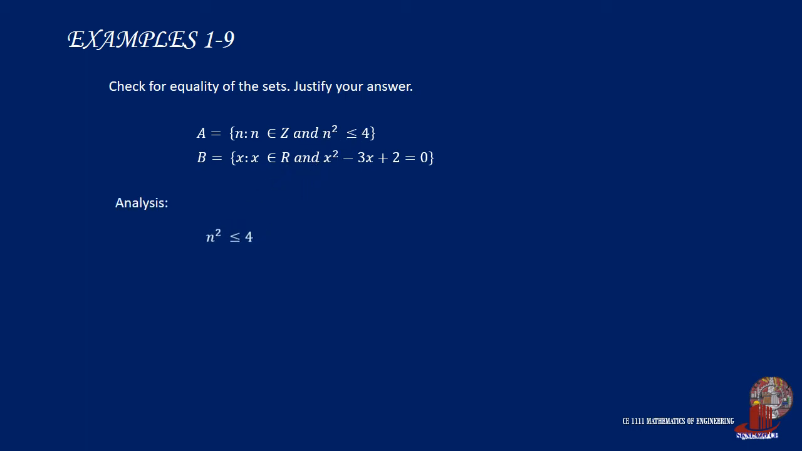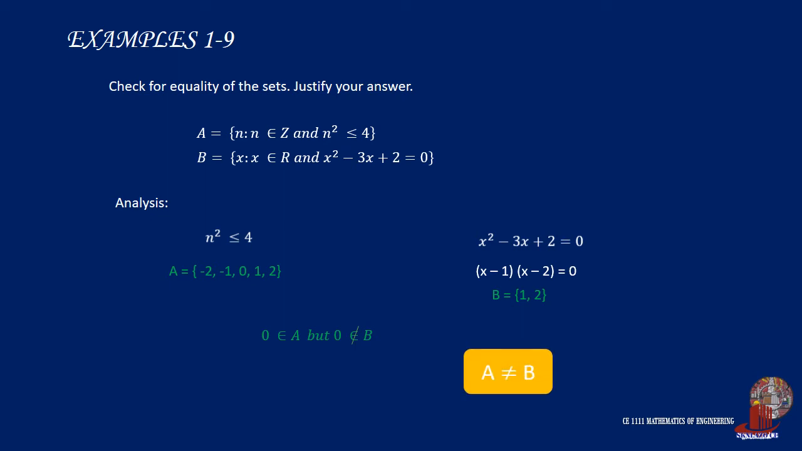Checking on our equations, n squared is less than or equal to 4, and checking all the integers, we would say that set A would have the elements -2, -1, 0, 1, and 2. For set B, having the equation x squared minus 3x plus 2 is equal to 0, we can have this factored into x minus 1 times x minus 2 is equal to 0, giving us our real numbers, which would be elements of set B as 1 and 2. Checking that 0 belongs to set A, but it does not belong to set B, we can say that set A is not equal to set B.